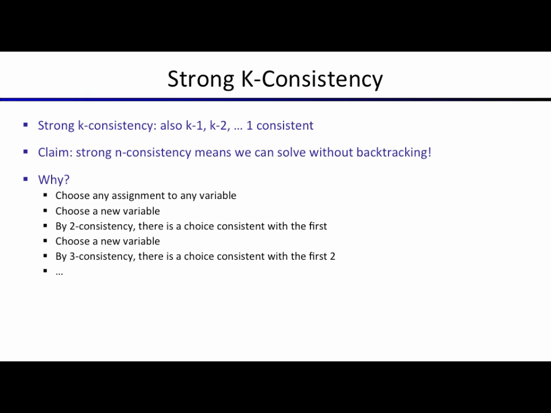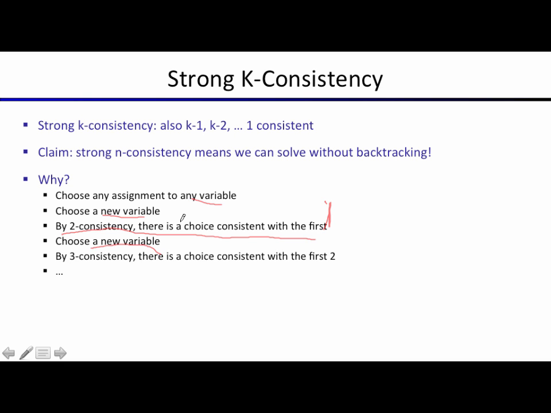If I have two consistency, then that means that for any assignment that I made to my first variable, there's a consistent assignment for my new variable. That's what two consistency means. So by two consistency, we have a consistent choice for the second, consistent with the first. Now we choose a new one. By three consistency, whatever we chose for the first two, there's something that we can choose for the third one. And so on and so forth until we get to n. So strong consistency actually guarantees that we can solve the problem without backtracking.